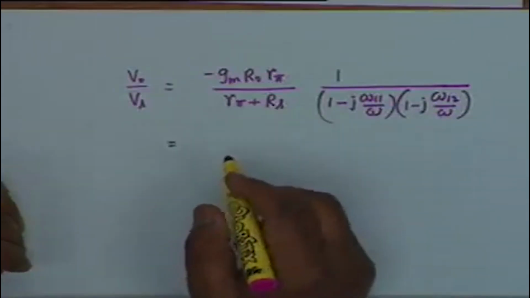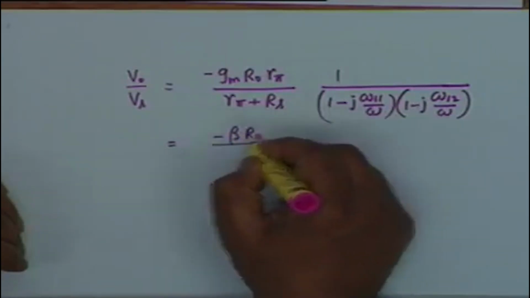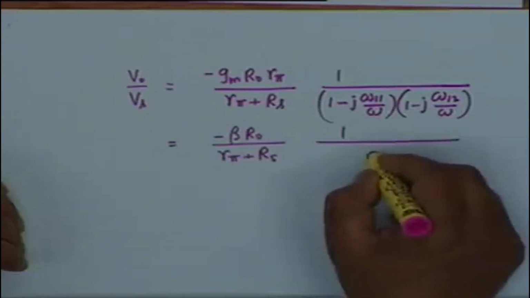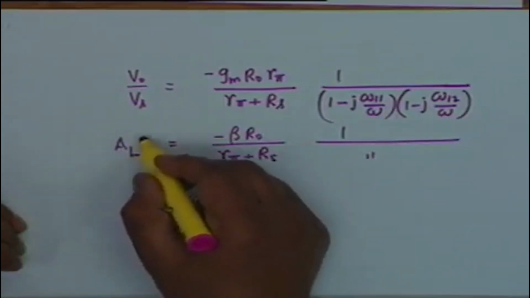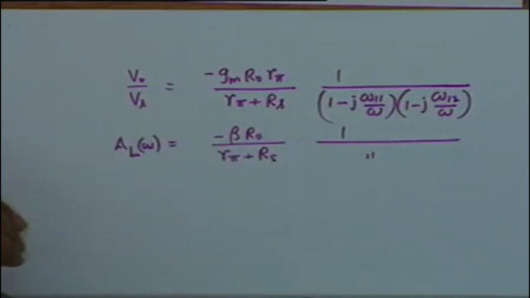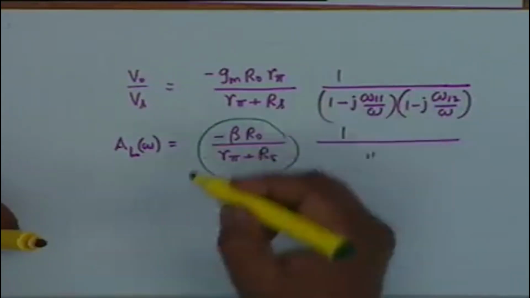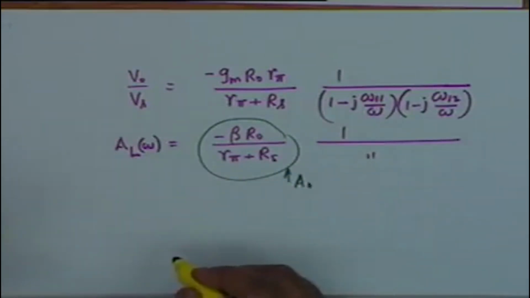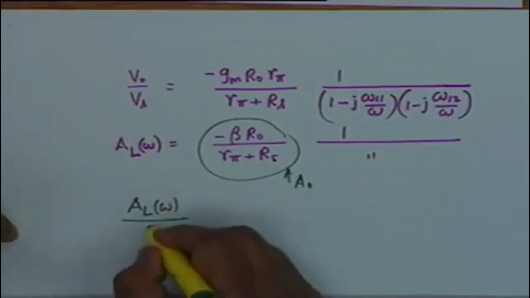Is that clear? And if you notice the constant term here, you see that Gm R pi is beta, and therefore this is minus beta R0 divided by R pi plus Rs times 1 over these two terms. This is A L omega, the low frequency gain as a function of frequency. What do you recognize this as? This is the mid-band gain, that is A0, and therefore the normalized gain, that is AL omega divided by A0.